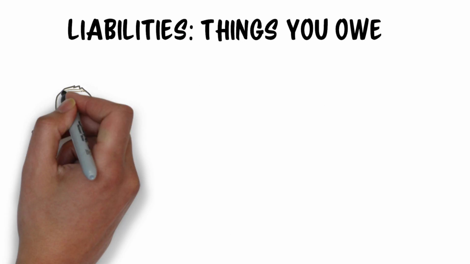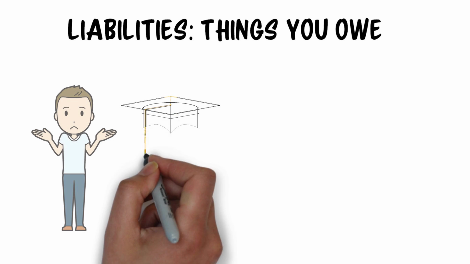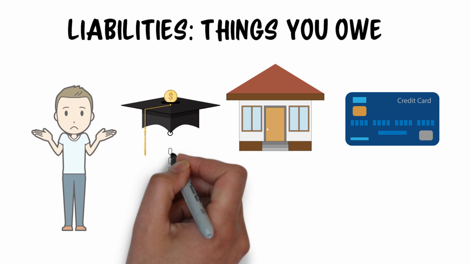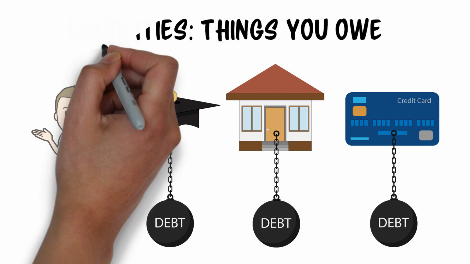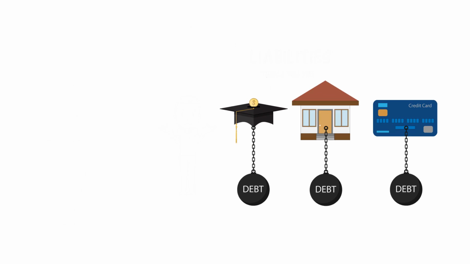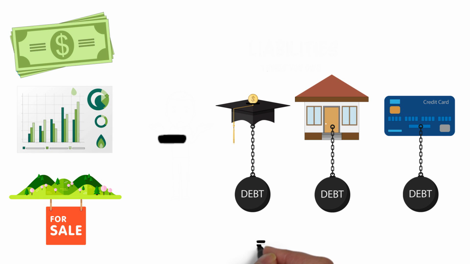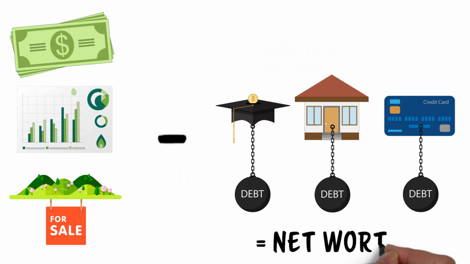So let's talk about liabilities. What are liabilities? Well, typically they're things you owe. For example, student loans, mortgages, credit card balances. They're oftentimes referred to as debt. So to find net worth, we'll add all of the assets and all of the liabilities, and then we'll subtract the total liabilities from the total assets, and that will give us our net worth.